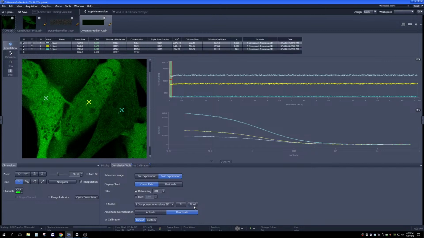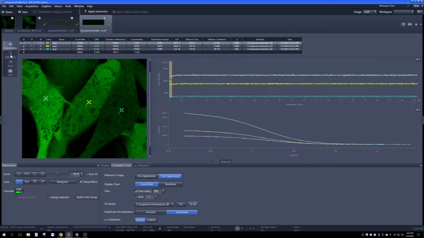We can fit all. And once we fit our curves, now we can actually start to get some data on diffusion coefficients and diffusion times in our different living cells. But that really is how easy it is to use Dynamics Profiler in a living system. You get walked through a wizard, and then you just need to fit some curves.